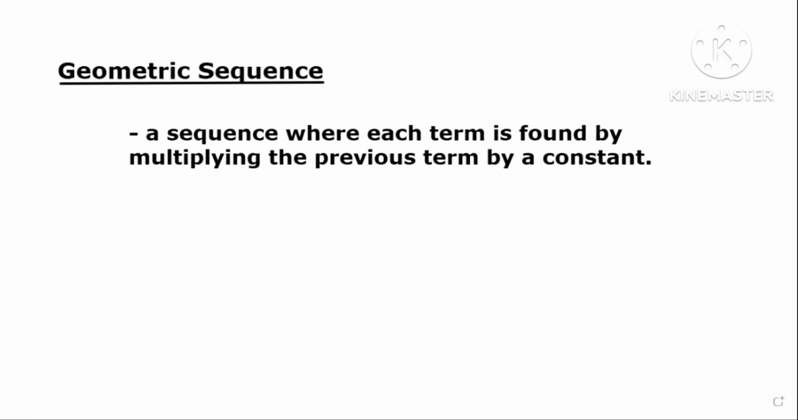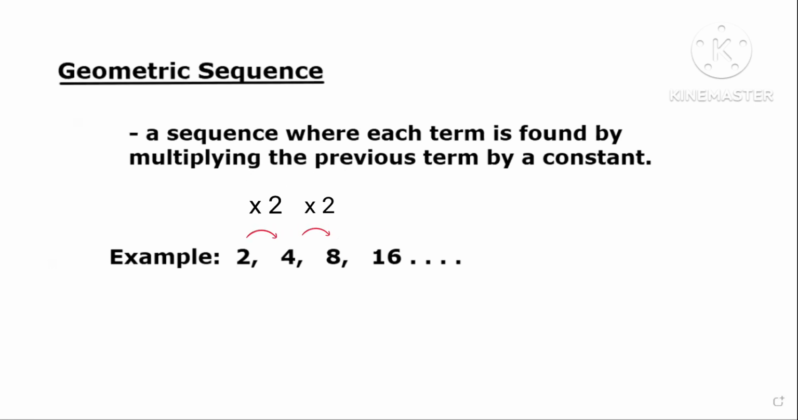So in this video, we'll talk about geometric sequence. So ano ba ang geometric sequence? A sequence where each term is found by multiplying the previous term by a constant. Example, 2, 4, 8, 16. Notice that the next term is found by multiplying the previous term by 2. 2 times 2 is 4, 4 times 2 is 8, 8 times 2 is 16, and so forth.